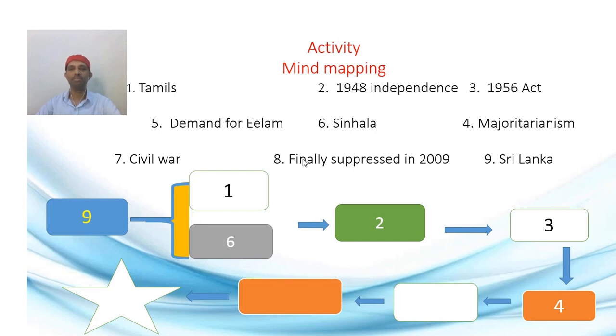And the majoritarianism policy finally leads to alienation of Tamils, and a demand for Eelam, a separate autonomous province or area within Sri Lanka for the Tamils. And such demand leads to civil war, number 7. And finally, it was in 2009, that is number 8, the civil war was suppressed. And this is the entire case study of Sri Lanka.